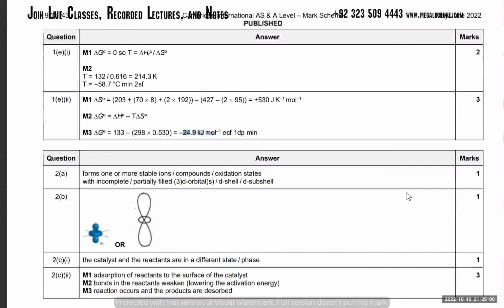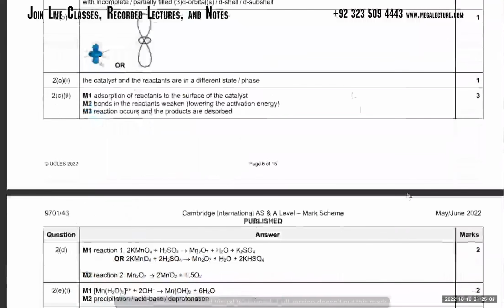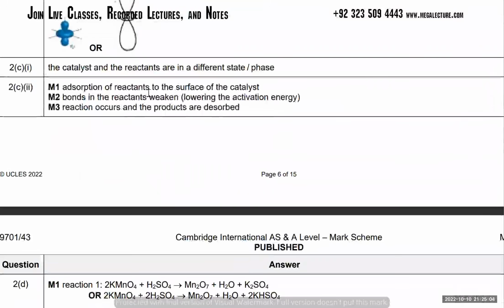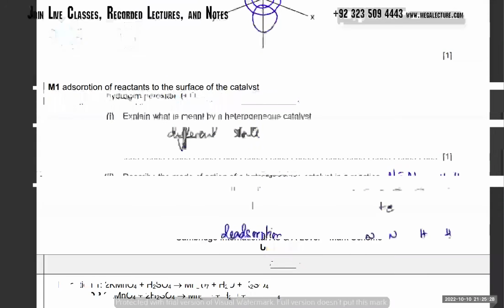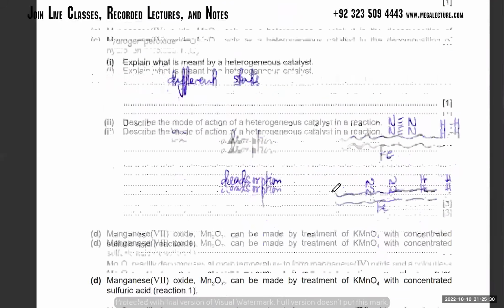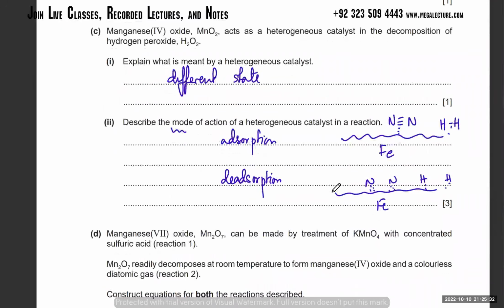Anyways, it's a 3-mark question, which is kind of exactly the same: the adsorption of reactant to the surface of the catalyst, the bonds in the reactants weaken, and then desorption. He's using the word "desorbed", but actually that's not a word. It must be desorption or desorbed. So the reaction occurs and the products are desorbed. You had to explain all of this in words. Is this clear?